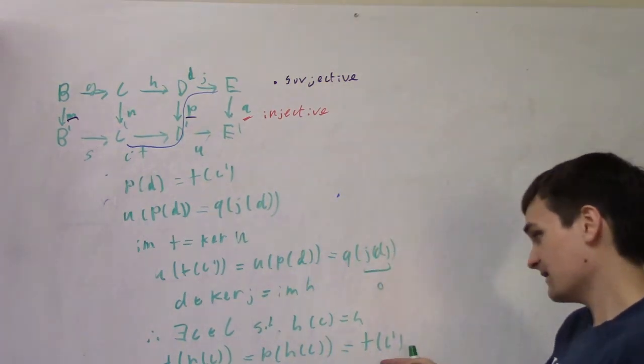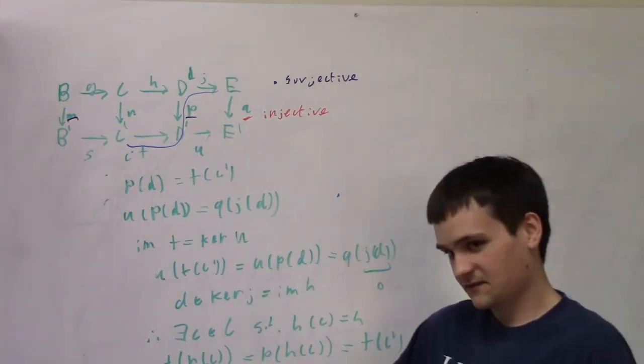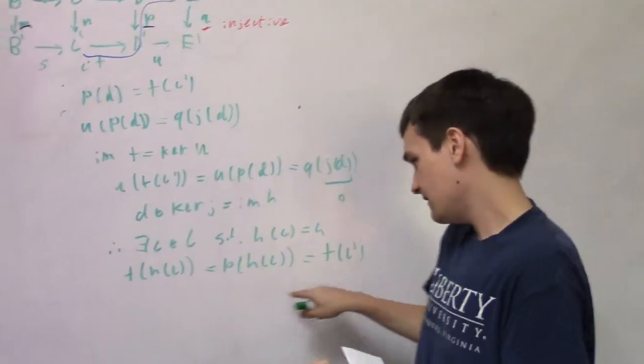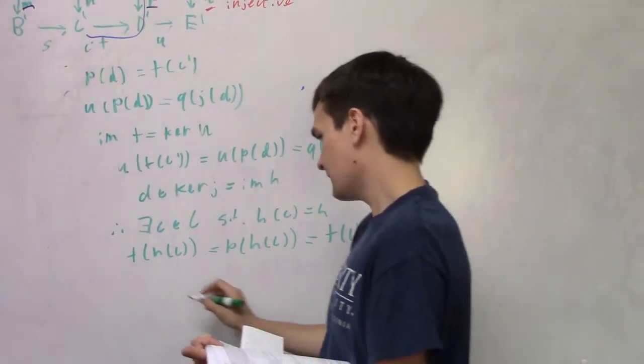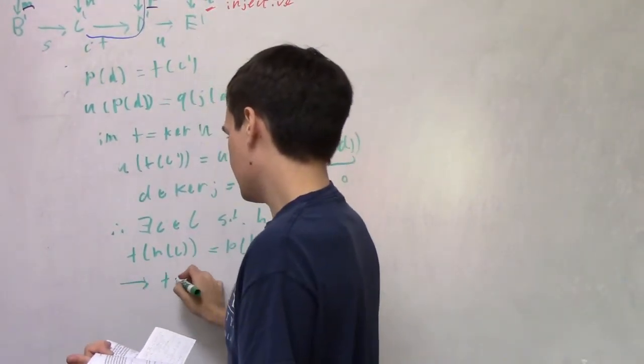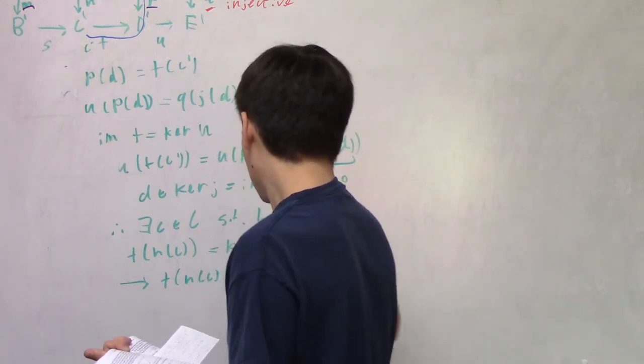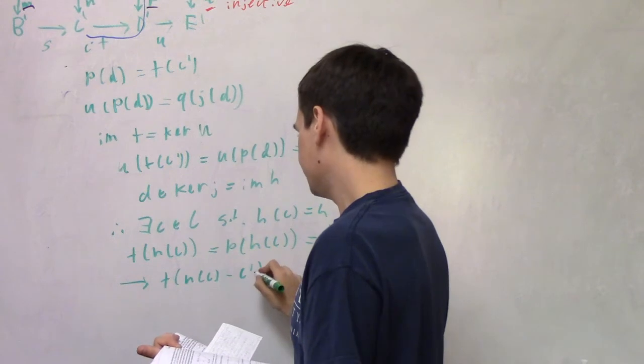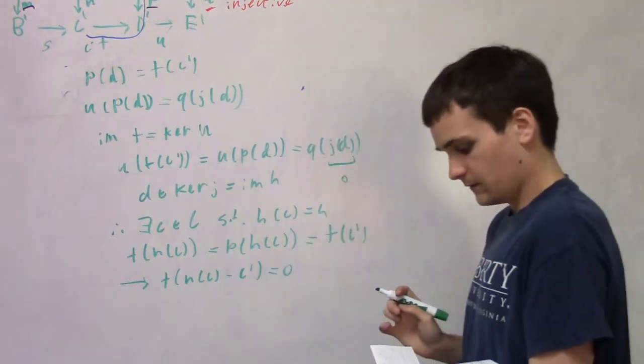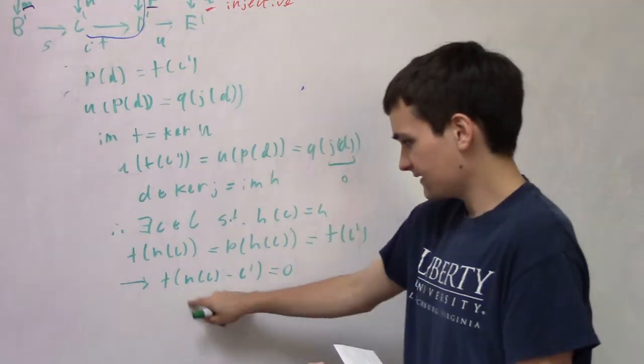Now this part I thought was interesting. Now we subtract this from this and use the homomorphism property. So that implies T of N of C minus C prime is equal to 0, which implies this is in the kernel of T.